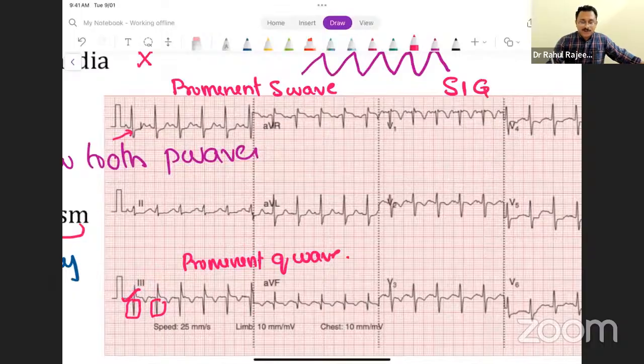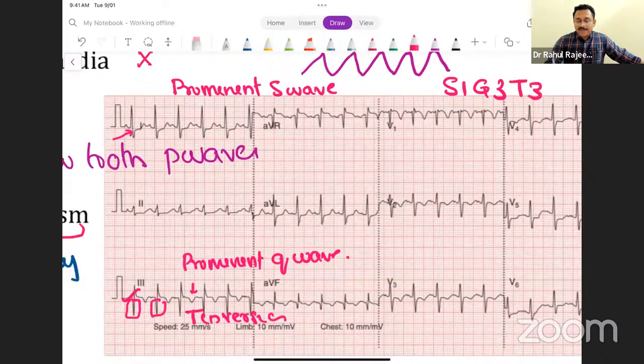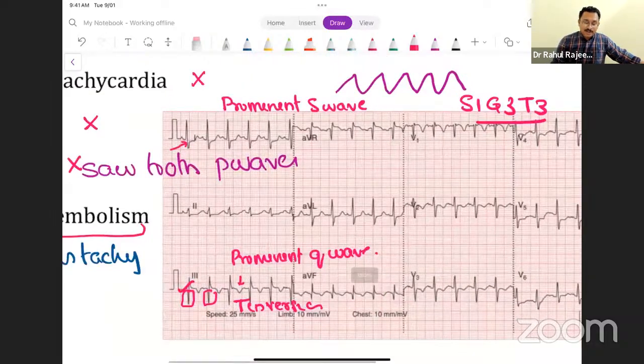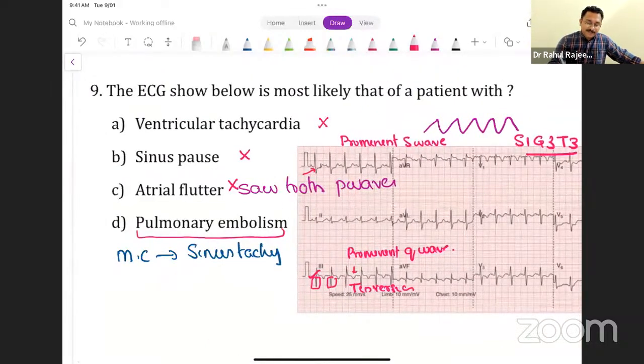So that is S1Q3. And you can also see T inversions. Can you see that? T inversion as well. So the S1Q3T3 pattern is a specific ECG finding in case of pulmonary embolism.